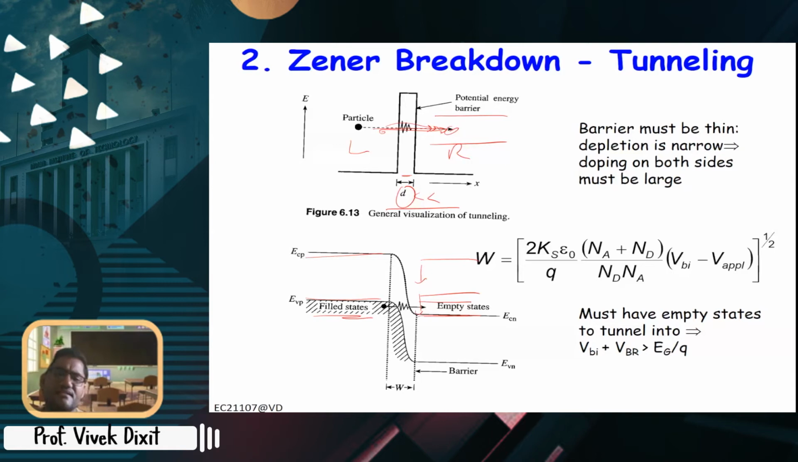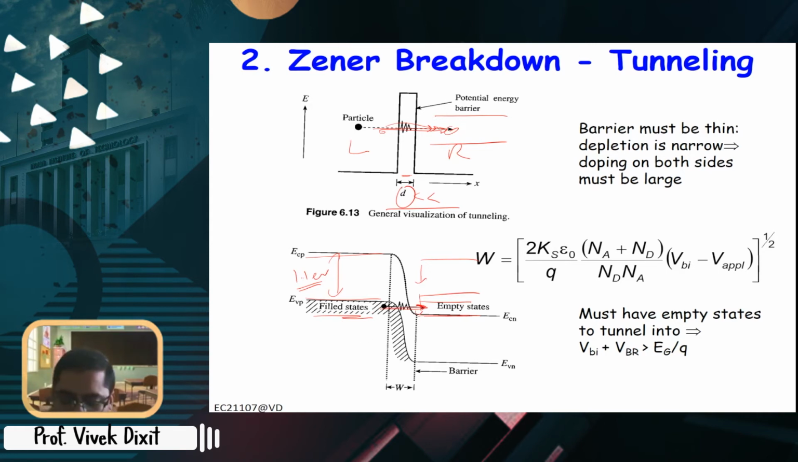Now usually, see, Zener breakdown occurs at lower voltage. You see the band gap. What is the band gap of silicon? Around 1.1 electron volt, right? So it should be on the order of a few volts only, where these carriers can tunnel through it.